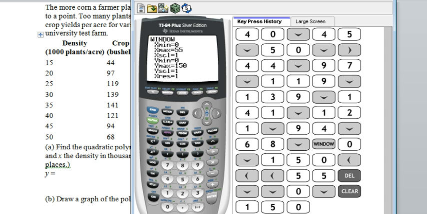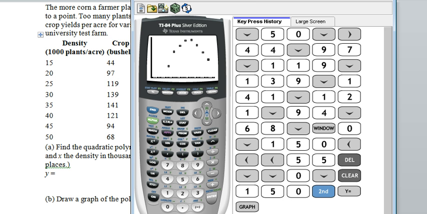Now we go second Y equals to check that our plot 1 is on. Mine is. If necessary, turn yours on by first of all selecting this one and then clicking on the on. So now we press graph and we see the scatter plot.